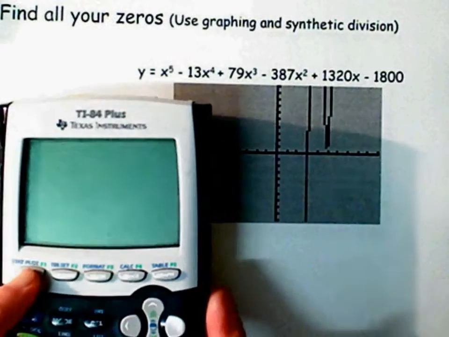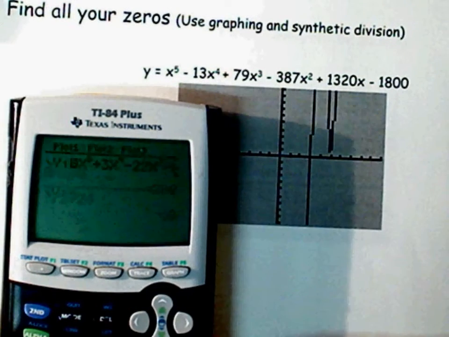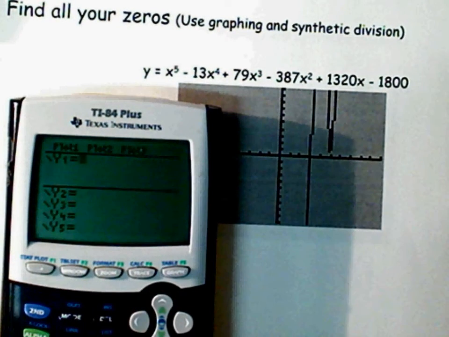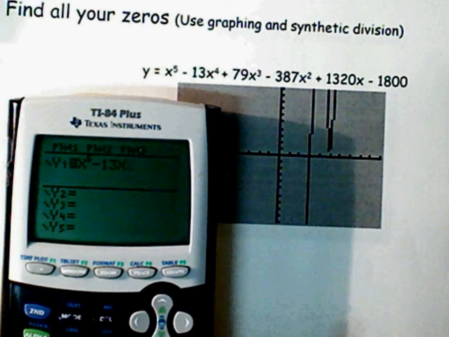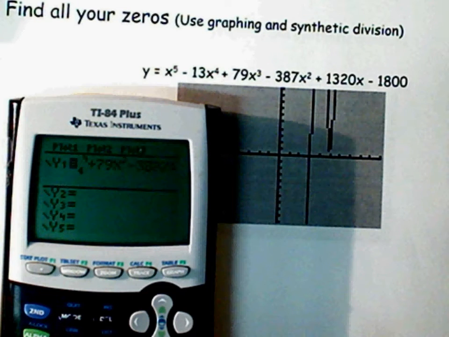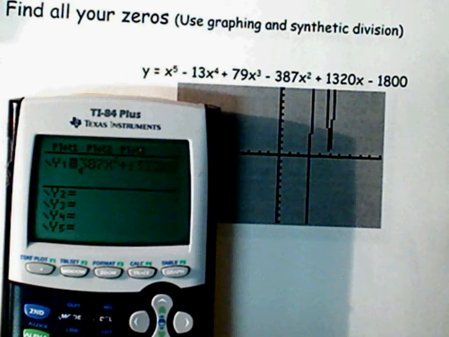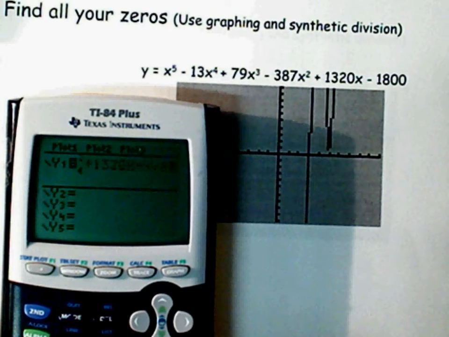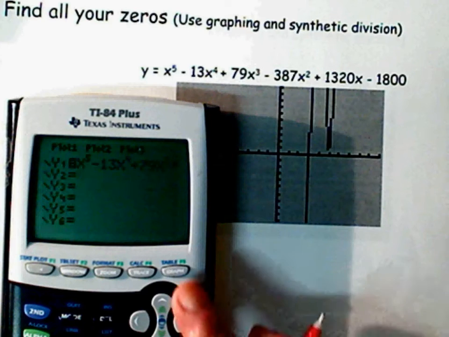All right, equal. So you have x raised to the 5th minus 13x raised to the 4th. Big numbers, huh? X raised to the 3rd, minus 387x squared plus 1320x minus 1800. Okay? Now let's see the graph. See if I can even see it on my graph.